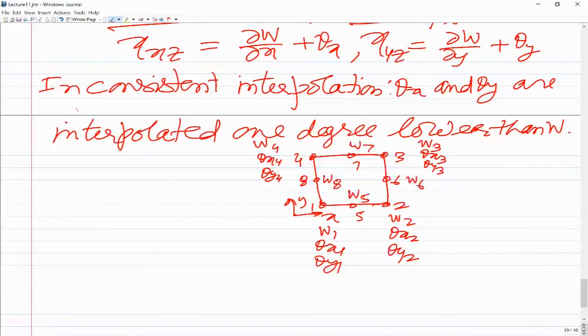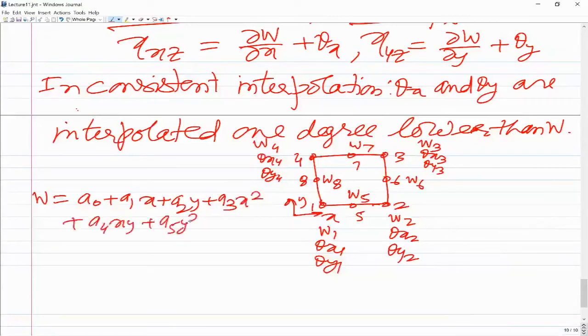So when we write an approximate solution, w is approximated using a quadratic polynomial with 8 terms: a0 plus a1 x plus a2 y plus a3 x squared plus a4 xy plus a5 y squared plus a6 x squared y plus a7 x y squared. This is w.